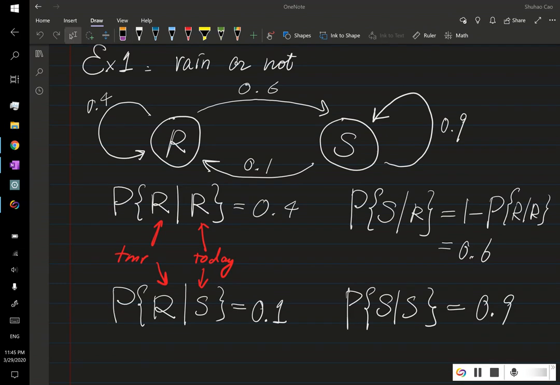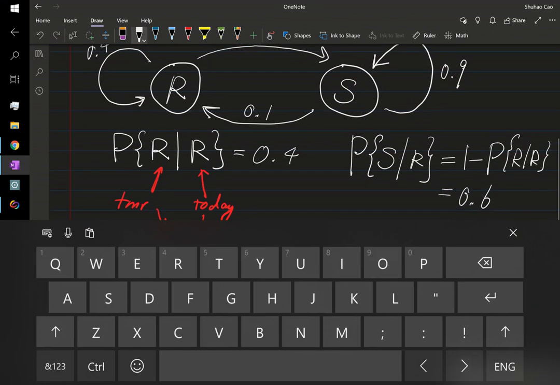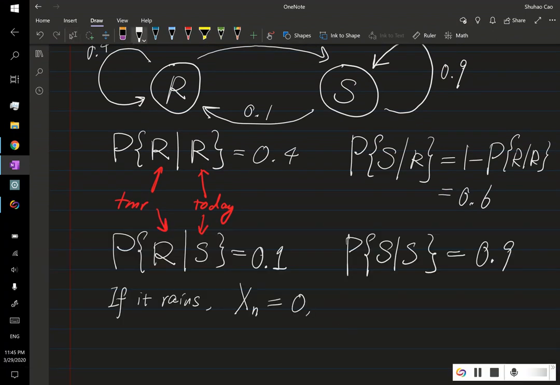So now if we assign a value to these states, for example, if it rains at time n, X_n is 0. Otherwise, if it's sunshine, X_n is 1.